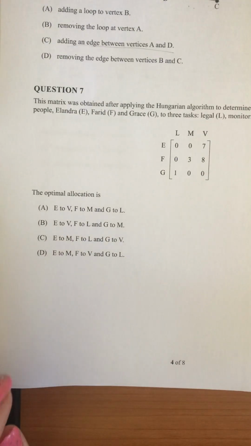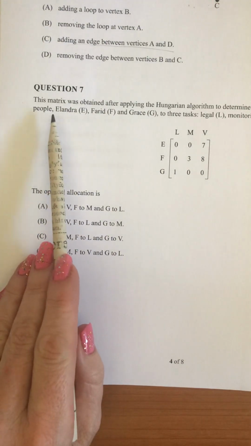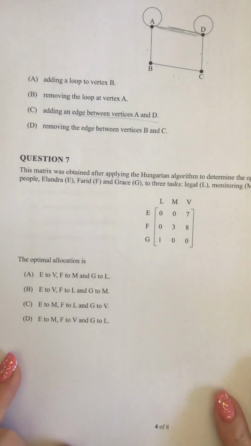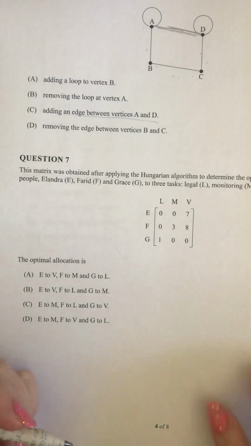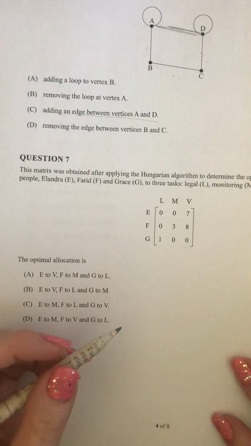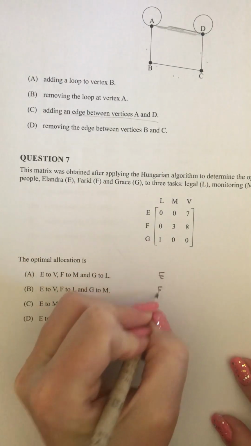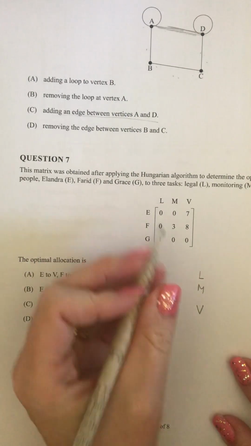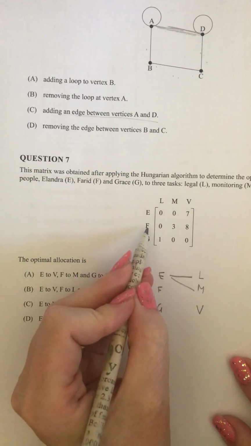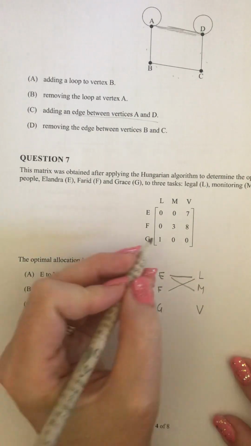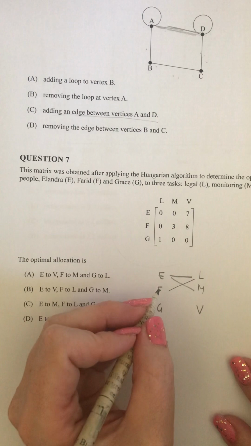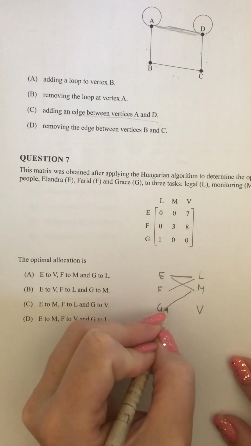Then we've got our question 7. They've given us the final matrix for the Hungarian algorithm, so it saves the time of doing that. So we just need to do our bipartite graph to then come up with the optimum allocation. We've got E, F, G, and we've got L, M, V there. E can go to L or M, F can just go to L, and G can go to M or V.